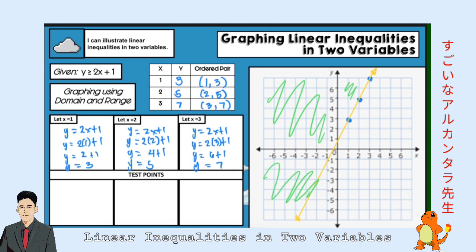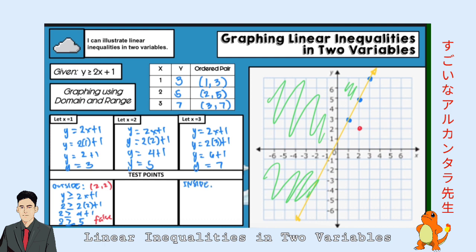So let's try to use test points again. If it's outside, let's try (2, 2). So outside we have (2, 2) as our example. That's our first ordered pair. So using the inequality again, y is greater than or equal to 2x plus 1. Substitute that, you'll have 2 is greater than or equal to 2 times 2 plus 1. So 2 will be greater than or equal to 4 plus 1. 2 will be greater than or equal to 5. And that is false.